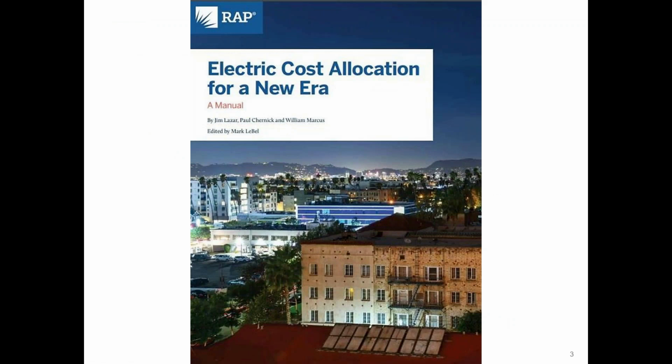Electric Cost Allocation for a New Era is a new publication from RAP. It is a guide to the allocation of electric utility costs between customer classes, but has some bigger implications. You can think of it as a companion volume to an earlier publication, Smart Rate Design for a Smart Future. The most important pieces of this manual are about accounting for the significant changes of the past 30 years and laying out how cost allocation should be reformed going forward.